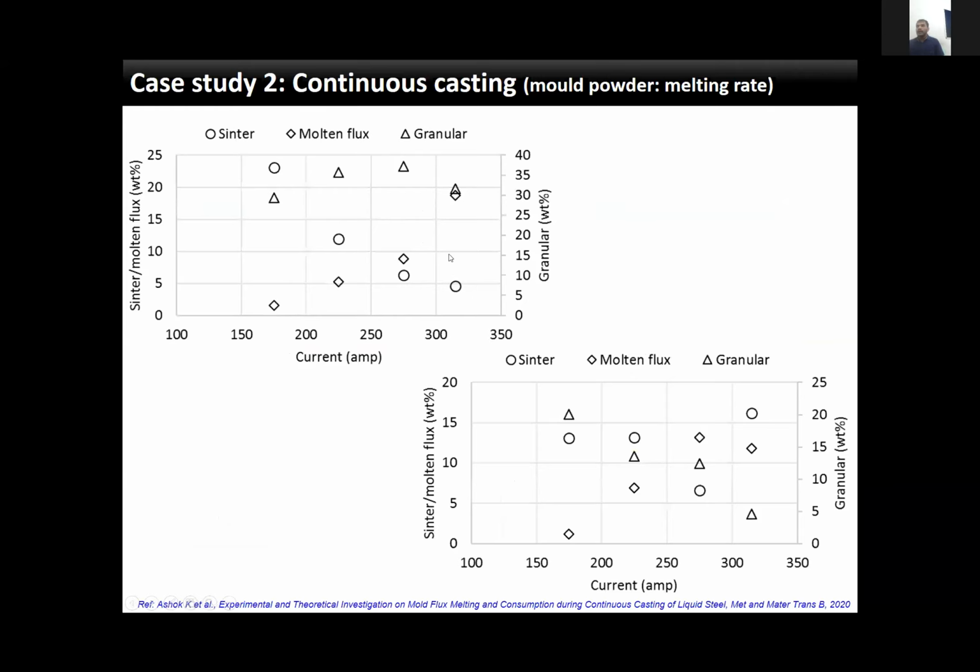And by changing, as I told, the induction current or the frequency, we could see that the amount of molten flux that is forming is increasing. It is also giving another piece of information. When you increase the current, the liquid steel temperature is increasing. So if you have a high superheat, meaning increasing the superheat in your sequence, then you will end up with more molten flux that can be produced in the industry. That information is also generated for different bed heights, 5 centimeter and 10 centimeter. Both are, I think, wrongly labeled.